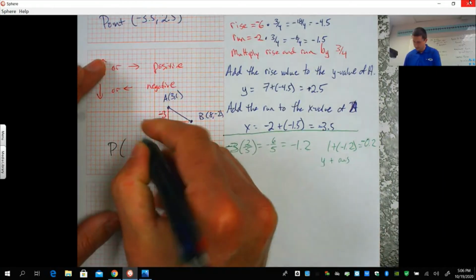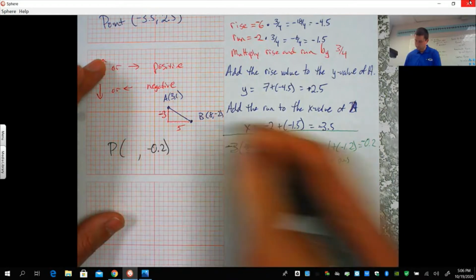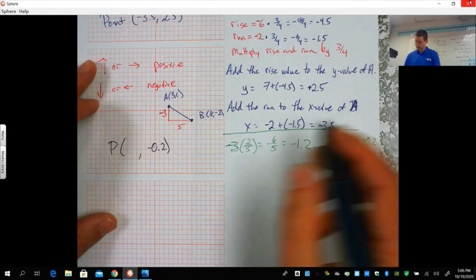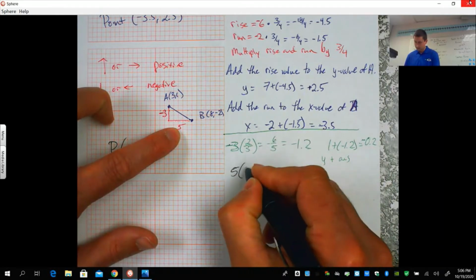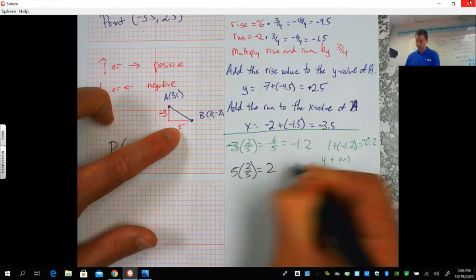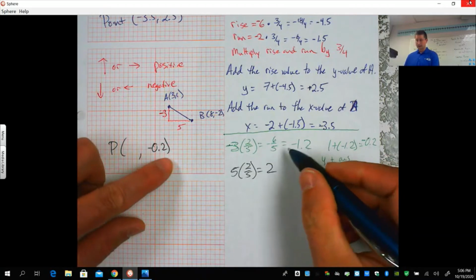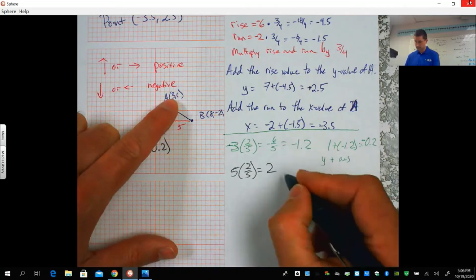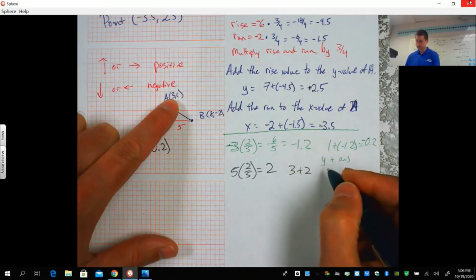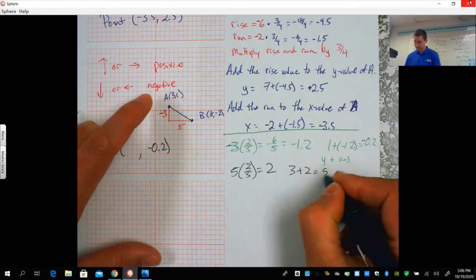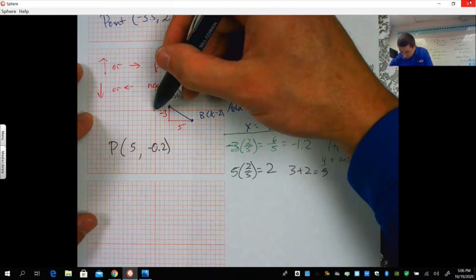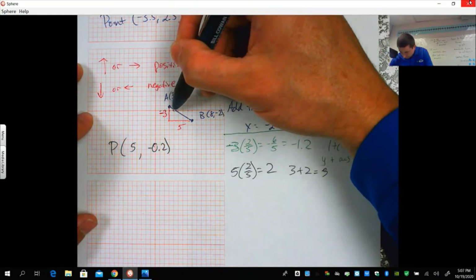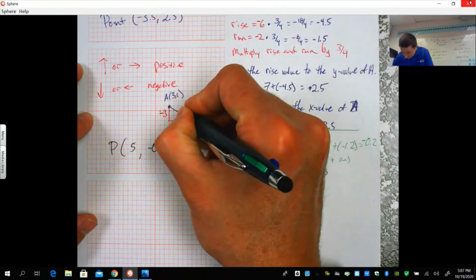We know the y value is going to be negative 0.2. So now we go do it with the x value. We have 5 times 2/5. That's just going to be 2. So we take our x value of our point, 3 plus 2, and that gives us 5. So that should be 5, negative 0.2. So 1, 2, 3, 4, 5, right there. That should be our P value.